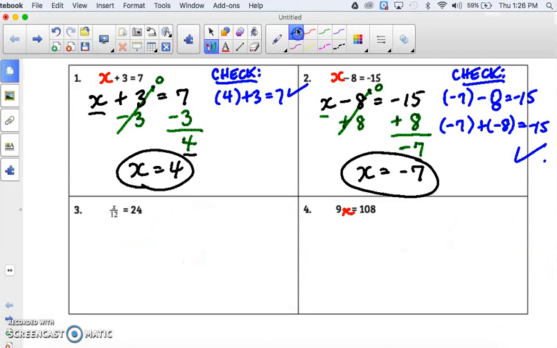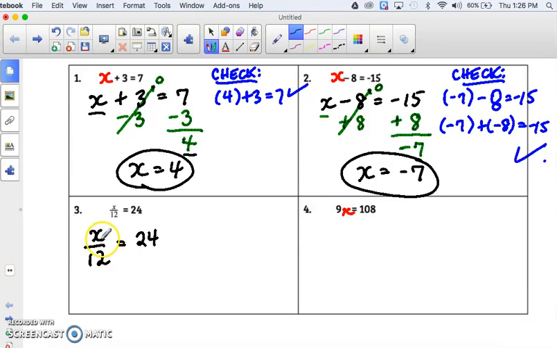Okay, so number 3. Number 3 is a bit interesting because now you have x over 12 equals 24. We haven't dealt with division yet in terms of isolating the variable, so I'll walk you through this step by step. I'm going to recopy x over 12, or x divided by 12 equals 24. Remember that this means a number divided by 12 equals 24. So we need to isolate x.